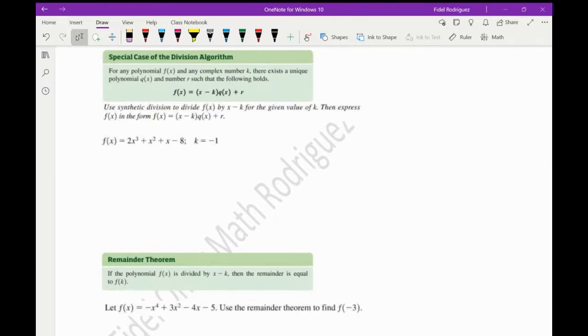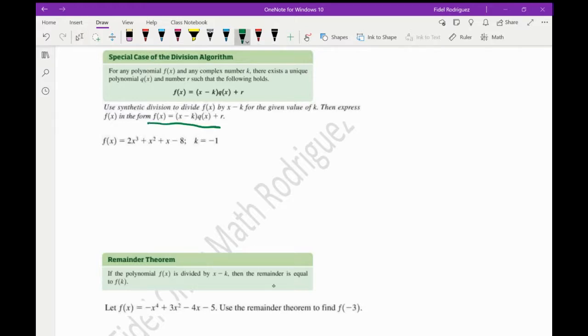Okay, so we have something called the special case of the division algorithm, and it says for any polynomial f of x and any complex number k, there exists a unique polynomial q of x and a number r such that the following holds true. And okay, let's see what it's telling me to do. It's telling me to use synthetic division to divide f of x by x minus k for the given value of k, and then express f of x in the form, and it's got all this business right here.